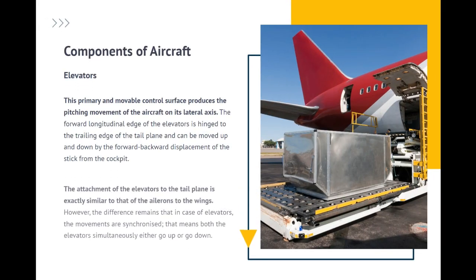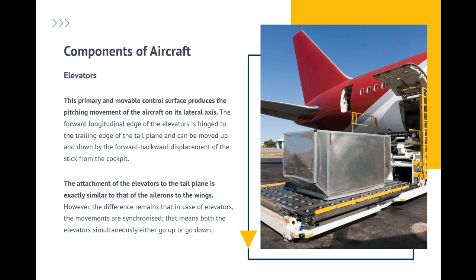Elevators. This primary and movable control surface produces the pitching movement of the aircraft on its lateral axis. The forward longitudinal edge of the elevators is hinged to the trailing edge of the tail plane and can be moved up and down by the forward-backward displacement of the stick from the cockpit. The attachment of the elevators to the tail plane is exactly similar to that of the ailerons to the wings. However, the difference remains that in case of elevators, the movements are synchronized. That means both the elevators simultaneously either go up or go down.